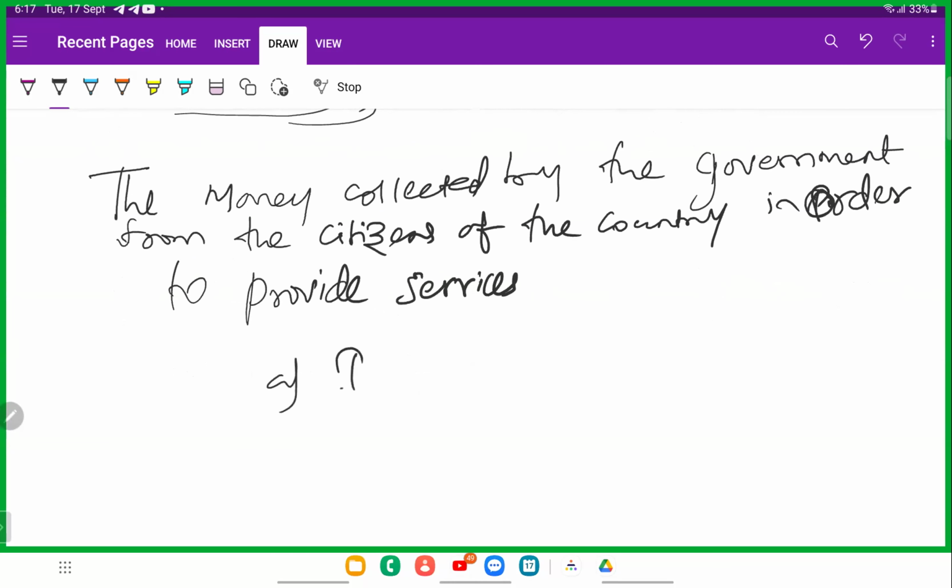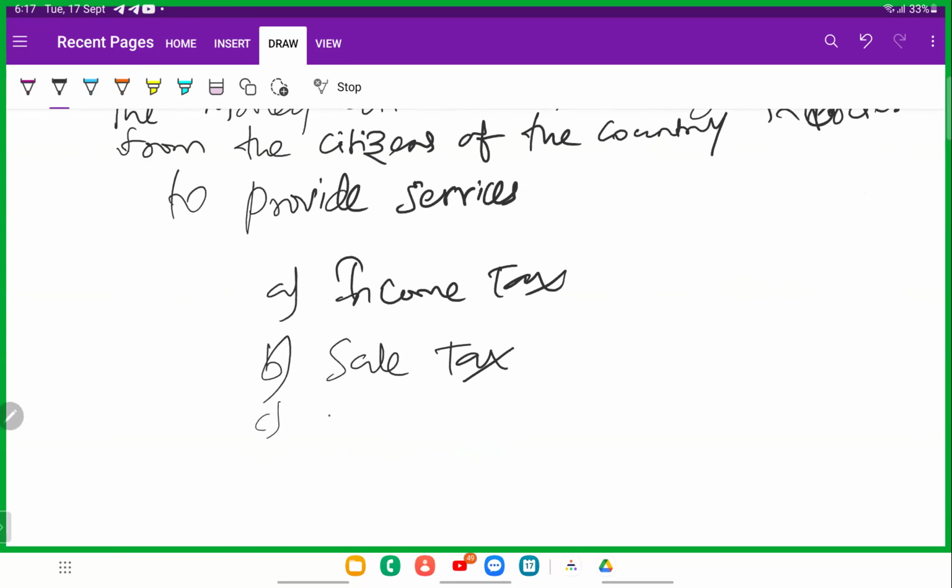First is income tax. Next is sales tax. And next is goods and services tax, GST. GST, goods and services tax, is nothing but a type of value added tax. Goods and services tax came into the picture in 2018. Before that, there were other taxes.